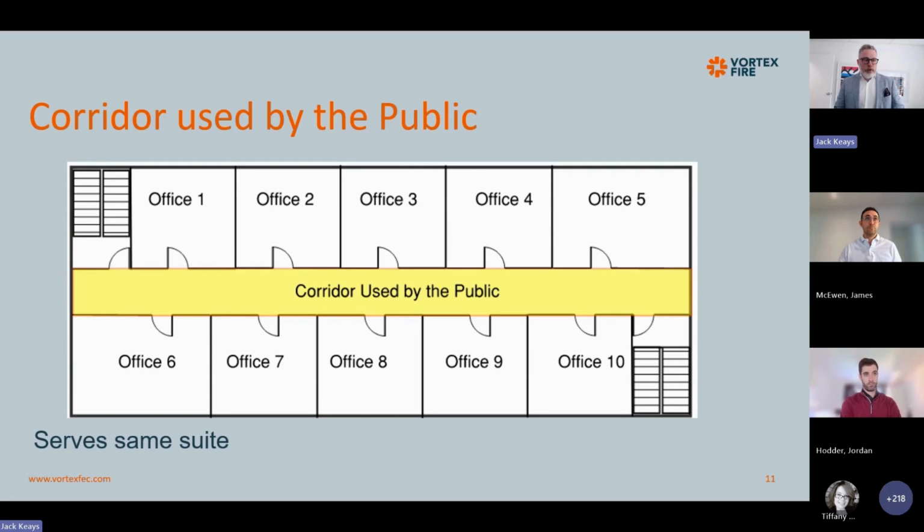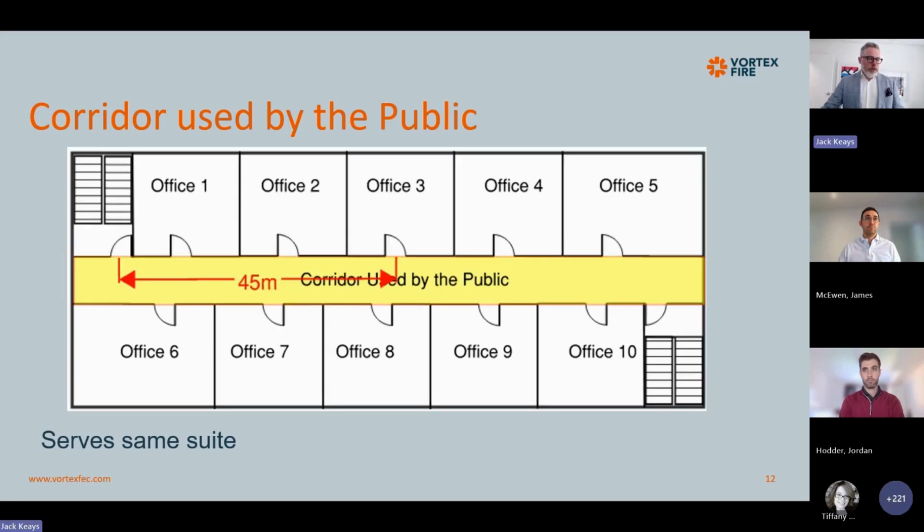So, corridor used by the public. Where we use corridors used by the public is when we want to extend travel distance. If we have a very large footprint, such as when we're converting industrial buildings into data centers and chopping them up, we often use this strategy. Or we have very large spaces being turned into offices. We have to use corridors used by the public that get us past 45 meters so that we can measure from the door. So this is what I'm talking about, measuring from the door.